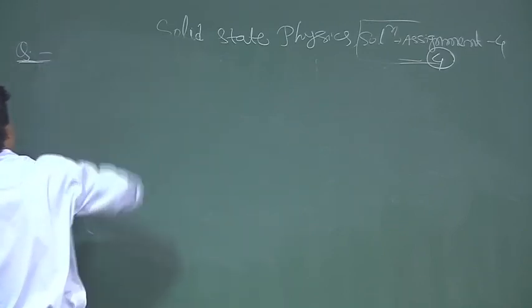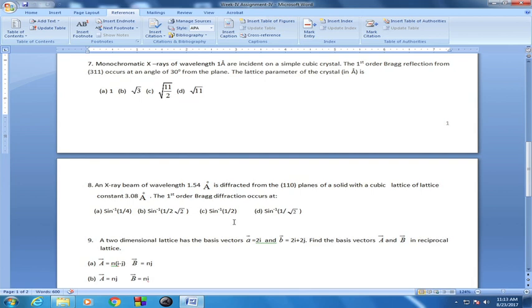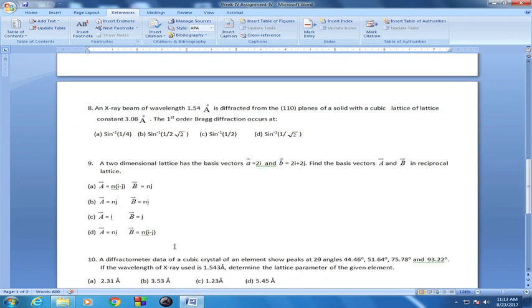So, now we will discuss the next question, but before that we will go through it once again. It is from the reciprocal lattice. The two dimensional lattice has the basis vectors A is 2i and B is equal to minus 2i plus 2j, and find the basis vectors capital A, capital B in the reciprocal lattice. This is question number 9.